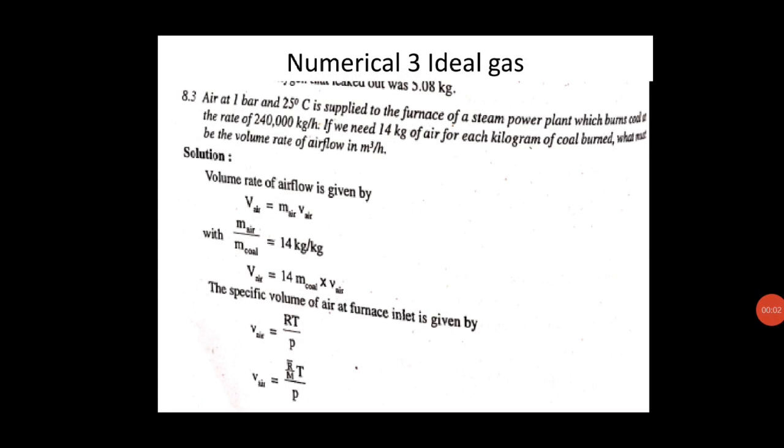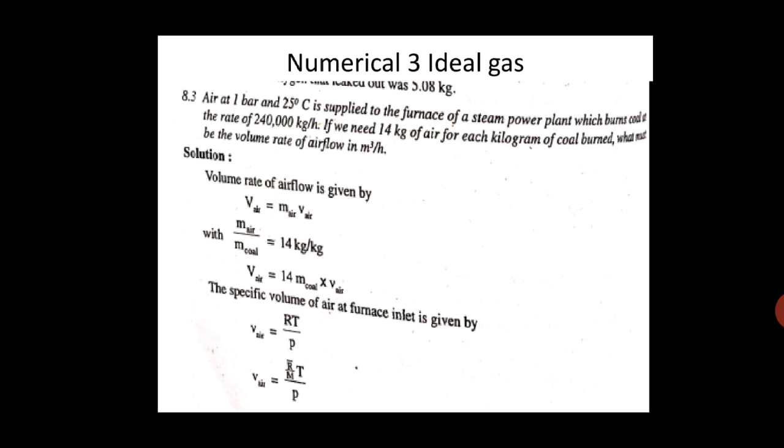Hello students, now we shall look at one more problem. Like in a power plant, we use coal for burning, and we have to calculate the amount of air required to burn the coal so that we can have suitable blowers. Now I will read the question.